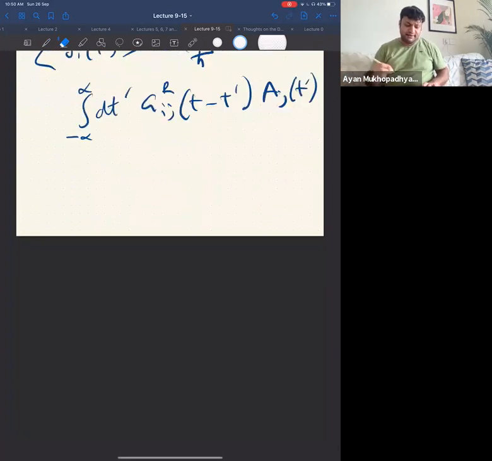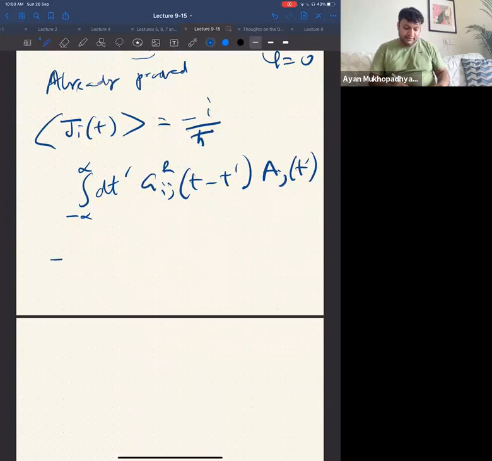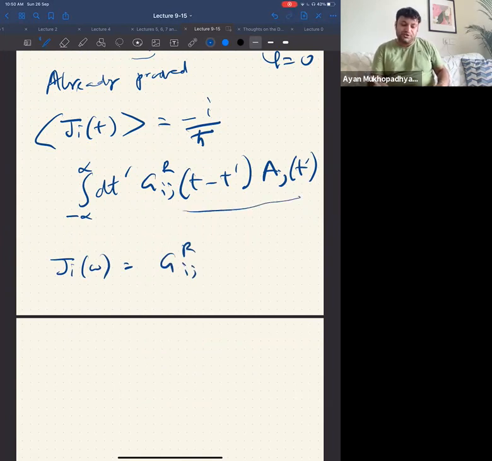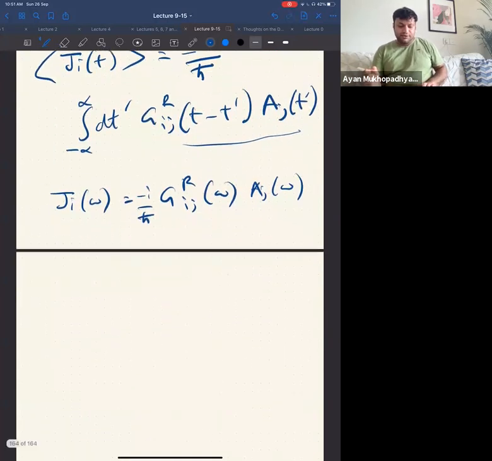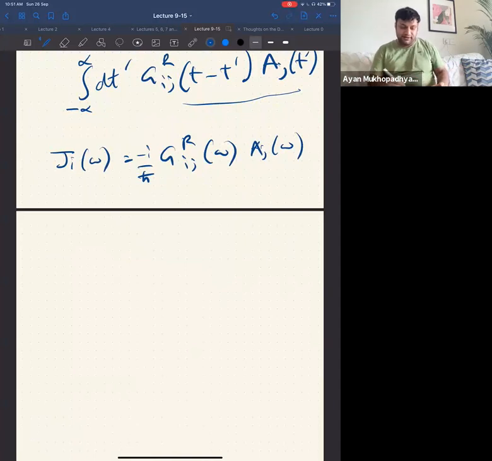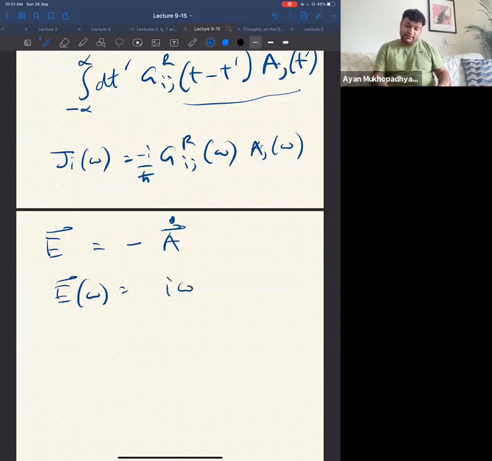Now if I go to momentum space, frequency space, then I simply get j_i(ω) equal to G^R_ij(ω) A_j(ω), again the convolution theorem. So a convolution in real time becomes a simple multiplication in frequency space, right? And there's a minus i/ħ. But now I want to write it in terms of the electric field. I'm using the gauge φ equal to 0, so the electric field E is simply equal to minus Ȧ. If I use SI units, not Gaussian units, there's no 1/c here. Again in frequency space, it would imply that E(ω) is iω times A(ω).